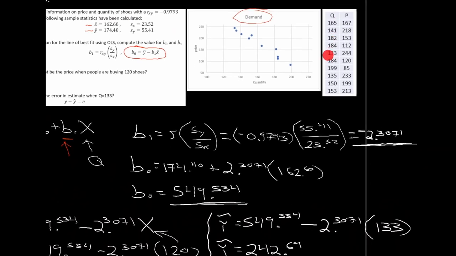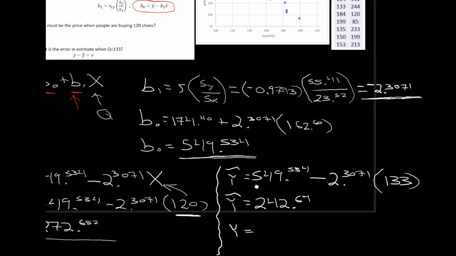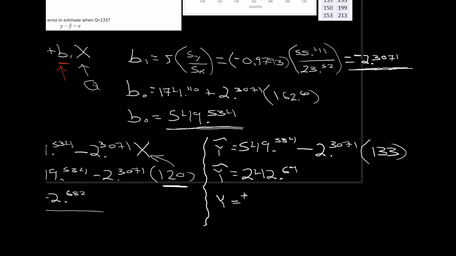When Q was 133, we said y, the price, was 244. How does that compare? There we go, 244. That's not too bad. That's pretty low error. We can calculate the size of that error though. Again, keep in mind that the error is just going to be our actual value of y minus our estimated value of y, minus y hat.